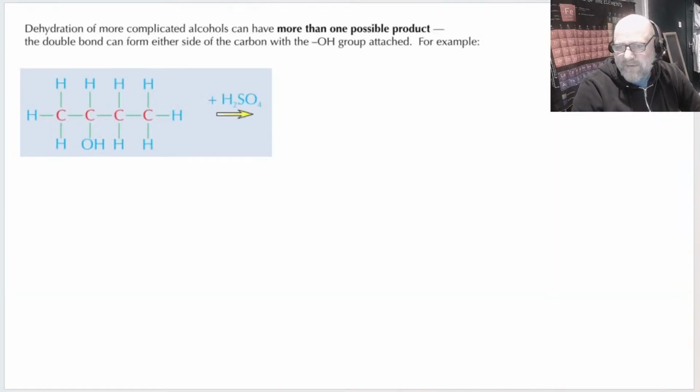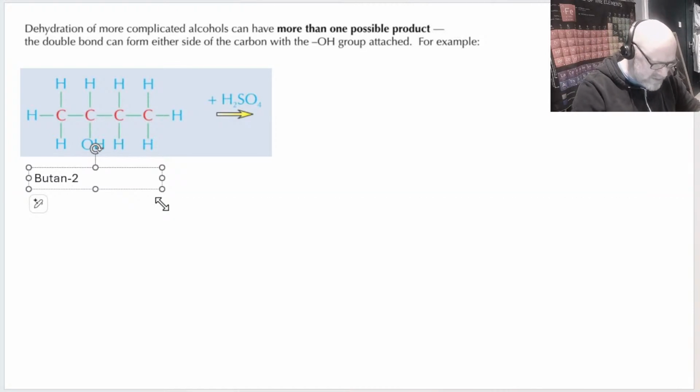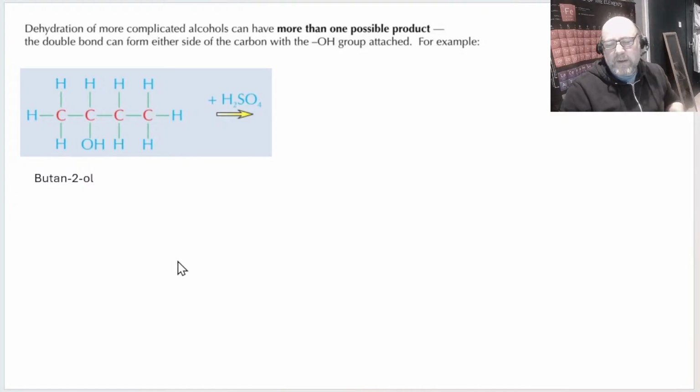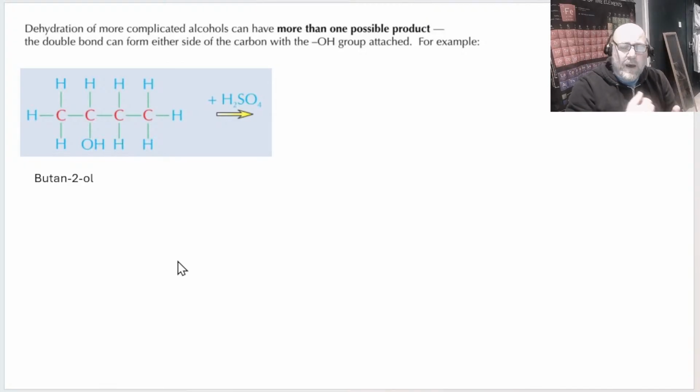All right, let's have a little look at an example where you can have multiple products. So here we have butan-2-ol. There's three isomers of this. Anyone got an idea what the three isomers of this are going to be? Can you think of the three different alkenes? They're all going to be isomers. They're going to have the same molecular formula, but different arrangement in space, all of that. So we've got three isomers here. Anybody got an idea of the three isomers we can make? Well, not of butan-2-ol, I mean, sorry, of the alkenes that are made.